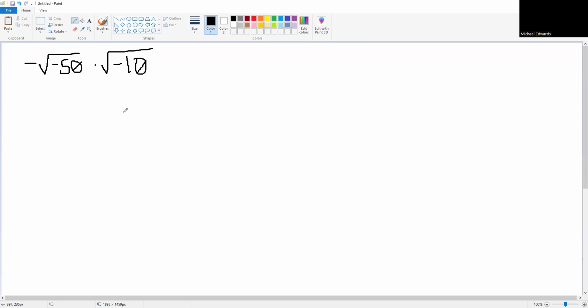So let's break this up. We know that we can pull out i for each one of these. That's a given. But we also want to pull out the factors. So let's start with 50. 50 here, 2, and 25. Is 25 a perfect square? I believe it is, 5 times 5. So this can be 2 times the square root of 5.